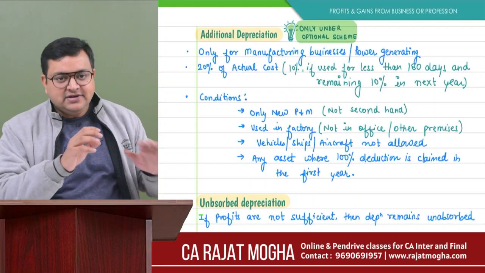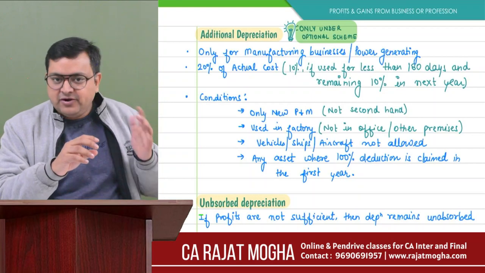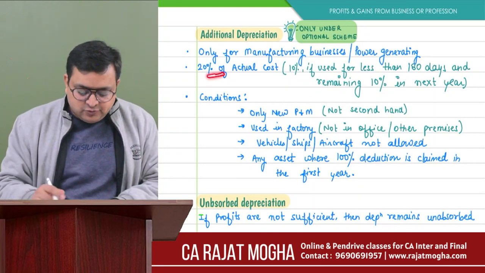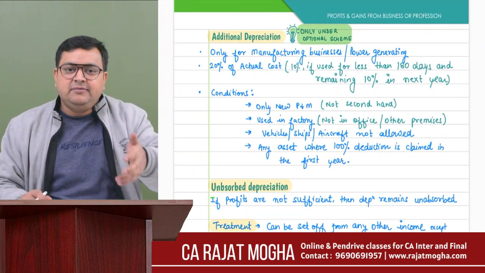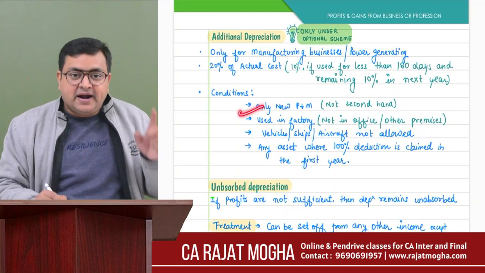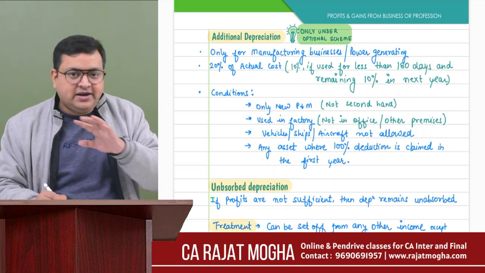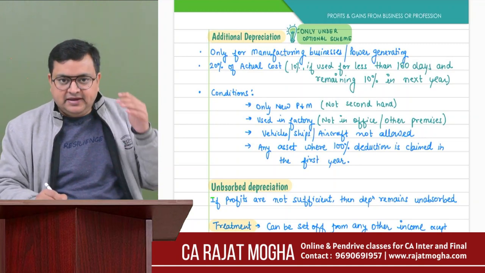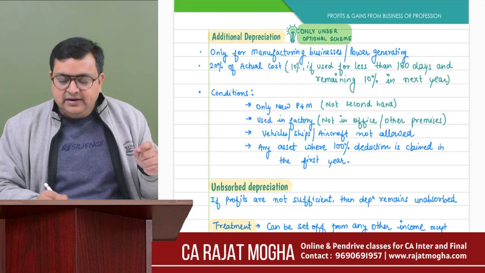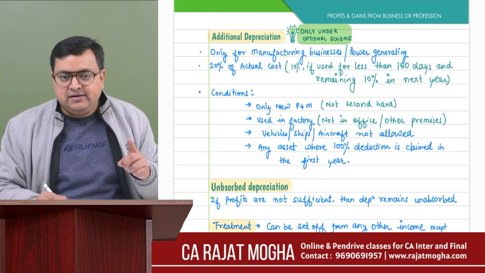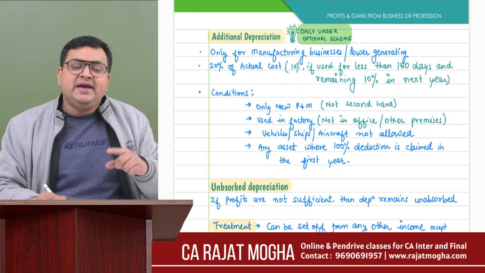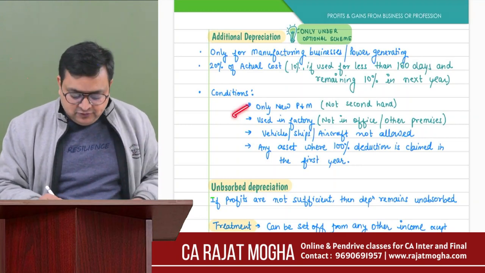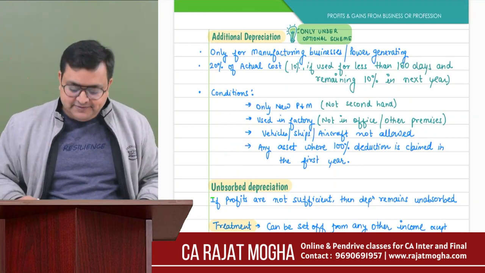Easy. If the SSE is following optional tax regime, then additional depreciation can come, if the SSE is a manufacturing SSE. So we understand the additional depreciation rate is 20% of the original cost. And if it is used for less than 180 days, then 10% in this year and the remaining 10% in the next year. And it should be plant machinery. That plant machinery should be installed in your factory, not in any office, not in any guest house or so. It should be only in the factory, right? In your production process. It should be new, it should not be secondhand. It should not be vehicles, ships or aircraft. And it should not be any such asset where 100% reduction is allowed in the very first year. So these are the conditions which you should remember about additional depreciation.